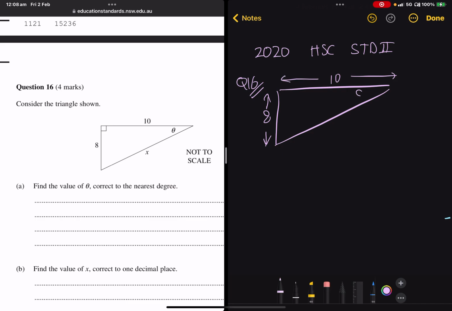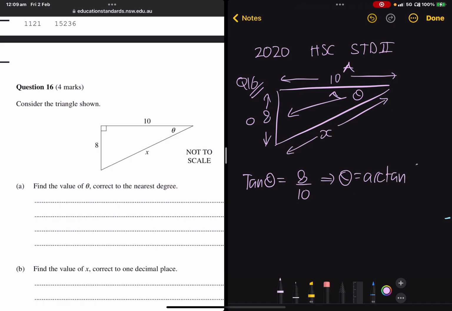We're told this angle is theta. This distance is called x and it's unknown. Find the value of theta correct to the nearest degree. Okay. So we have the opposite side, we have the adjacent side, we can use tan. So we're going to say tan of theta is equal to opposite over adjacent. This means theta is equal to arctan of opposite over adjacent.